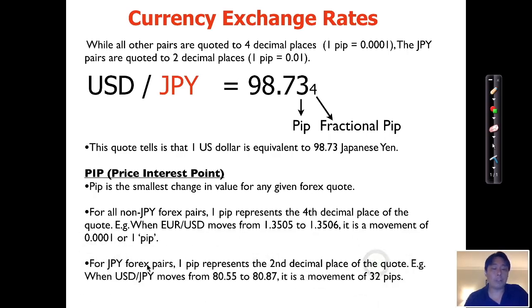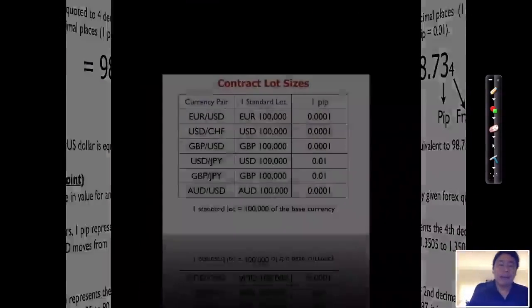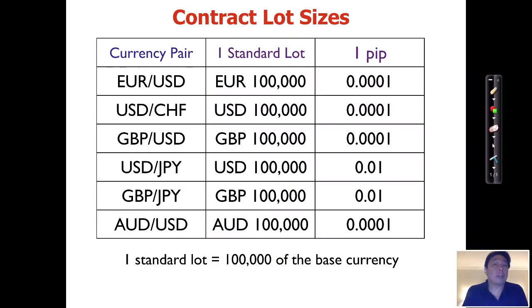For yen forex pairs, 1 pip represents the 2nd decimal place of the quote. When the dollar yen moves from 80.55 to 80.87, it's a movement of 32 pips. Just reiterating what I just said. I hope you're clear at this point in time. The next thing to understand is contract lot sizes.